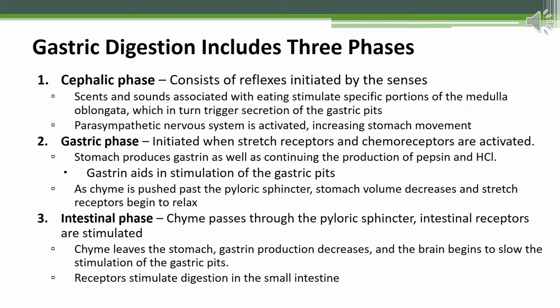Then the second phase is the gastric phase, which is initiated when the stretch receptors and chemoreceptors of the stomach are activated.